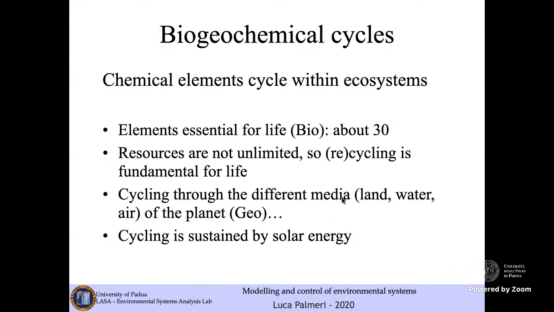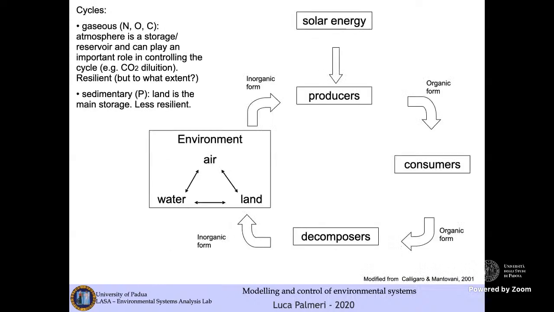I recall you that cycling of these elements is all sustained by solar energy, that besides inducing climatic conditions, they also foster and govern all geochemical, biochemical processes. So it is all based on solar radiation.